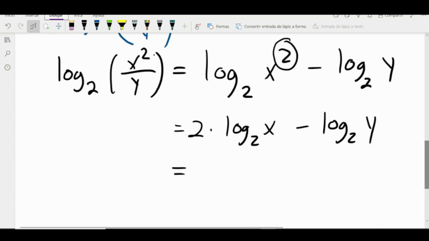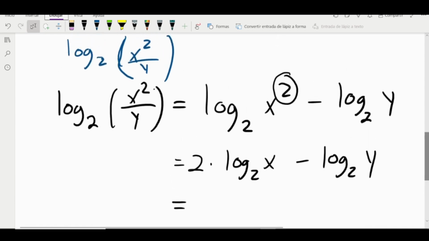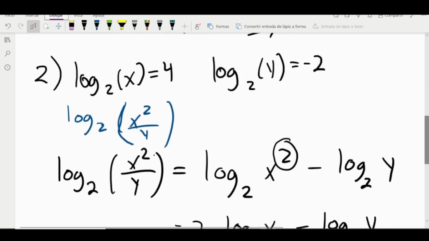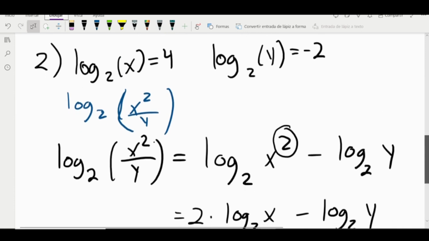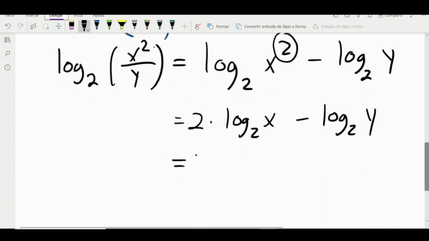And here it's simple. We can check what the value of logarithm of x is. So it's going to be 4. So it's going to be 2 times logarithm. Oh, sorry. Now we don't need to put this. Okay, give me a moment.